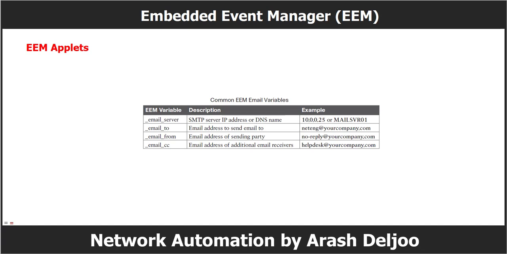Common EEM mail variables include, for example, EEM_variable underscore email underscore server. This is the description: SMTP server IP address or DNS name. For example, you can use 10.0.0.25 or, for example, the DNS name. After that, email to, the email address to send email to, for example this email. Email from, the email address of the sending party, and email CC, the email address of additional email receivers.